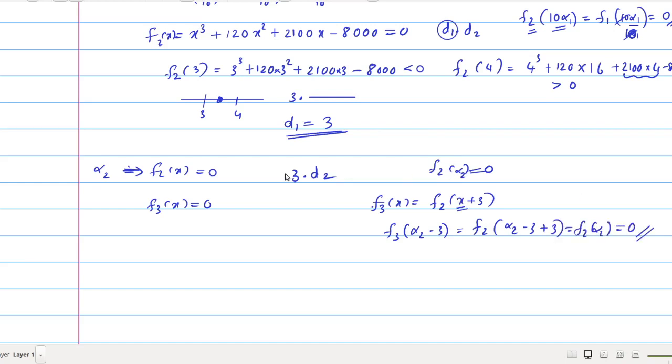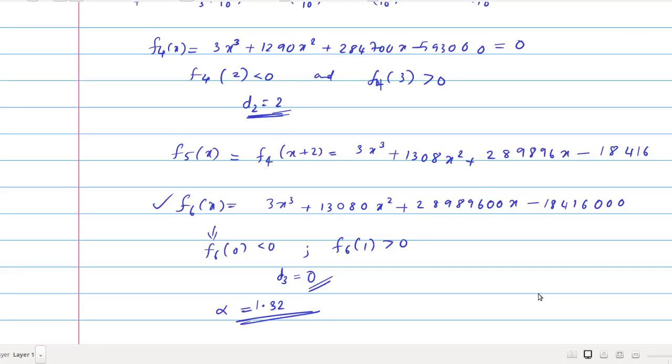So alpha 2 is a zero of this equation, we can say a root of this equation, then we can say that alpha 2 minus 3 is a root of this equation. Okay, so the root of this equation is 0.d2. Okay, now find the equation f4. So what is that one? f3 of x. How will you get this f3?